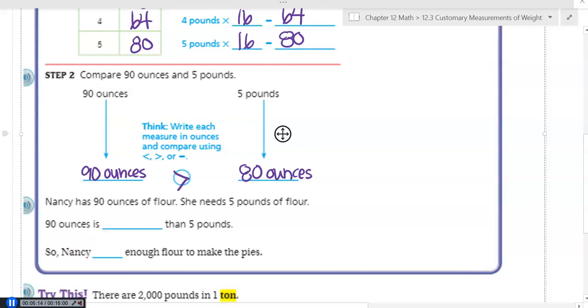She needs 5 pounds of flour. So 90 ounces is greater than 5 pounds. So Nancy does have enough flour to make the pies.